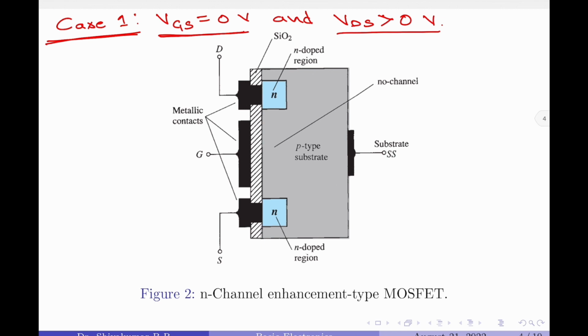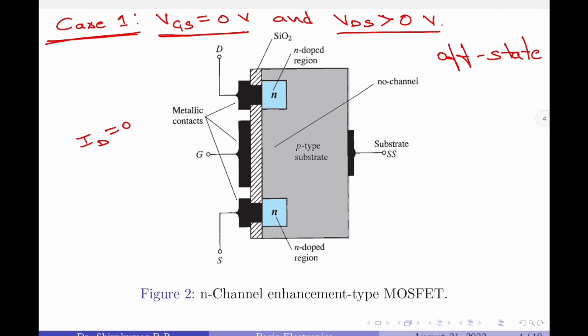Please note, the gate to source voltage is required to create the channel. Since the gate to source voltage is 0 here, the channel is not yet formed and therefore, the value of the device current, which is ID, is 0. Since the device current is 0, the device is said to be effectively in the off state. So, we understand that the device will not conduct until a channel is created between the drain and source regions.